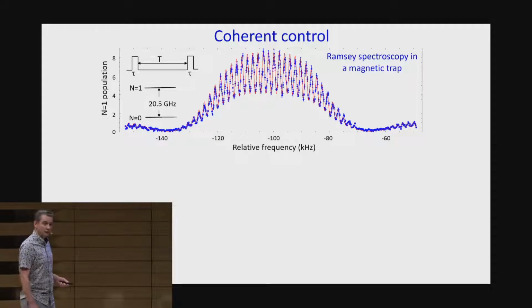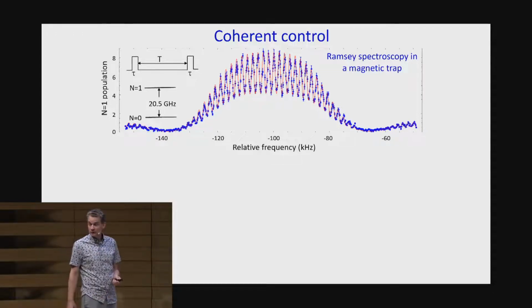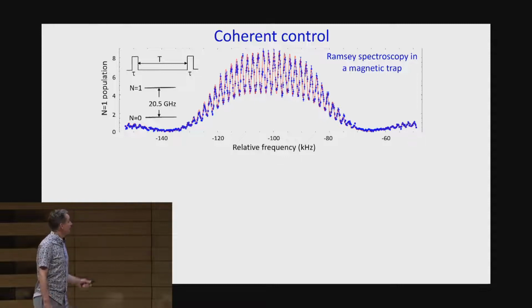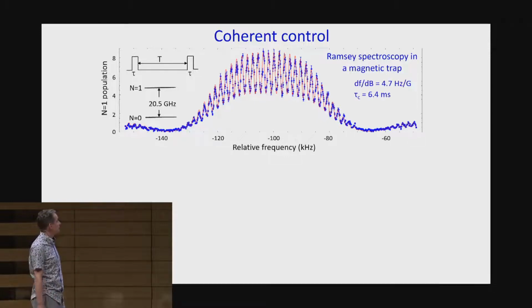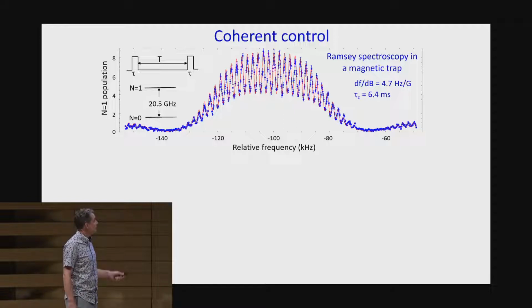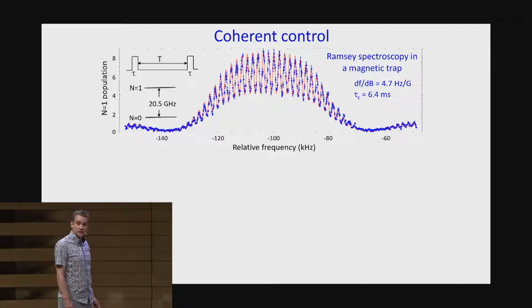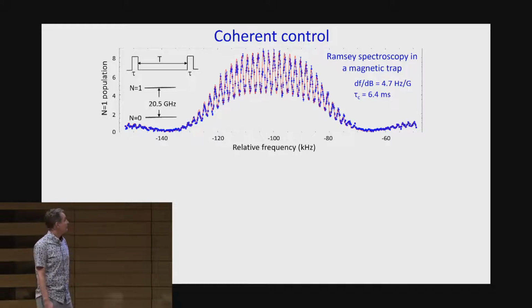That's only possible because we find states in the molecule whose Zeeman shifts are almost identical. So this is a magnetically insensitive transition. In fact, its sensitivity to magnetic fields is 4.7 hertz per Gauss. And we measure in the magnetic trap a rotational coherence time of about 6 milliseconds.